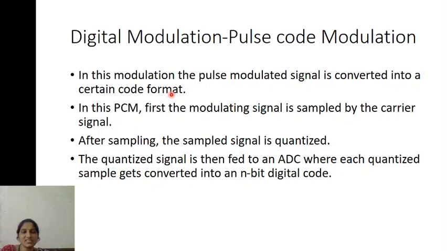How it is going to be converted is, first, the modulated signal is sampled by the carrier signal. After sampling, the sampled signal is quantized. What is the meaning of quantization? Quantization is nothing but dividing the amplitude into several equal levels. The quantized signal is fed to the analog to digital converter so that you will be getting a digital code. So finally you need to get this code. Digital code indicates either ones or zeros.